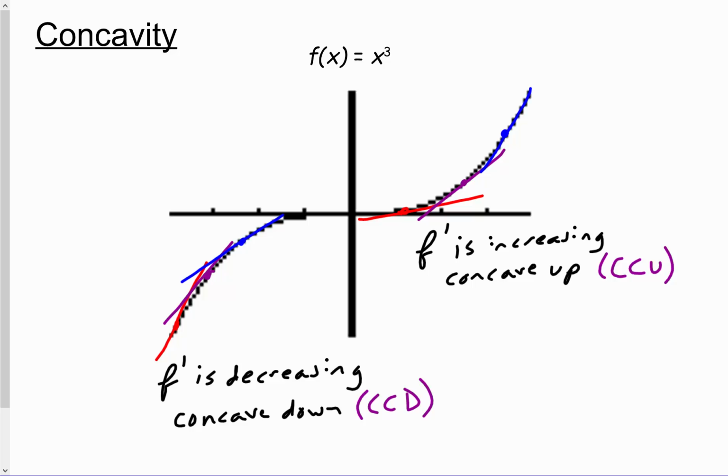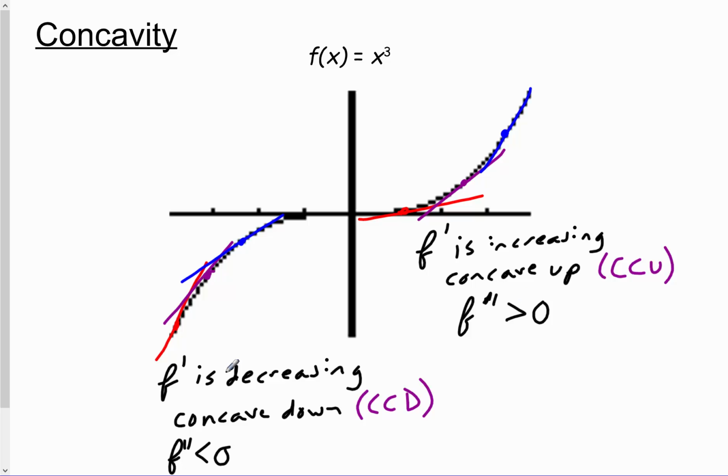Now the way we can decide if f prime is decreasing is the same way we decide if a function is decreasing. F prime is decreasing if its slope is negative. The slope of f prime is f double prime, and if that is negative, it will be concave down. To tell concave up, we're saying that f prime is increasing, which means its slope, f double prime, would be positive.